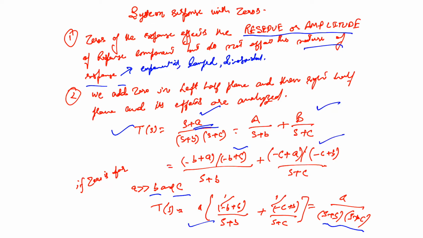So in this case, A is nothing but a simple gain factor. What is A? It is nothing but a simple gain factor, and it does not change the relative amplitude of the components of the response. So A is a simple gain factor if the zero is far away from the dominant poles, and it does not affect the relative amplitude of the components of the response.